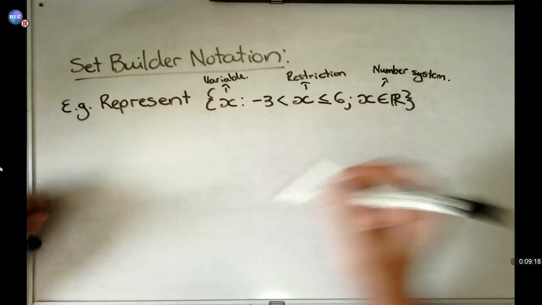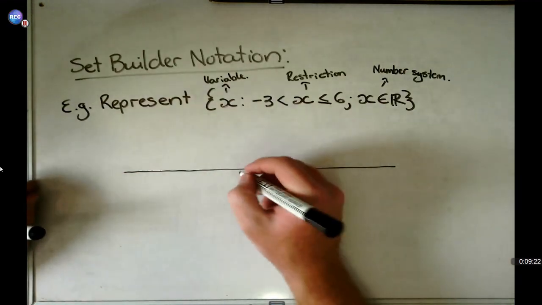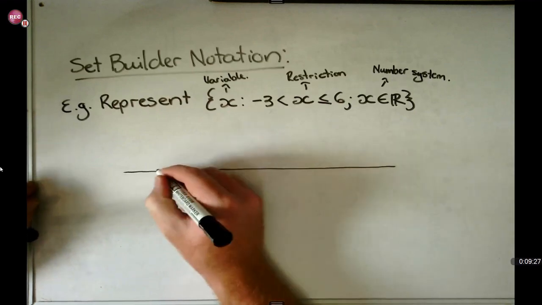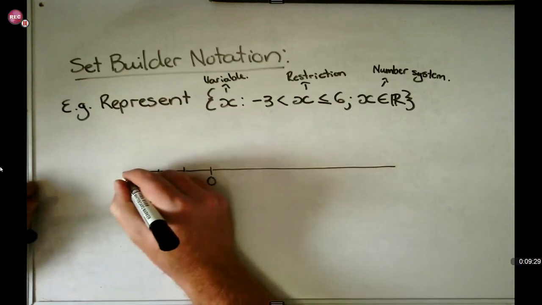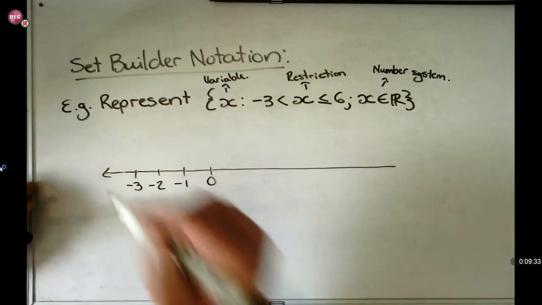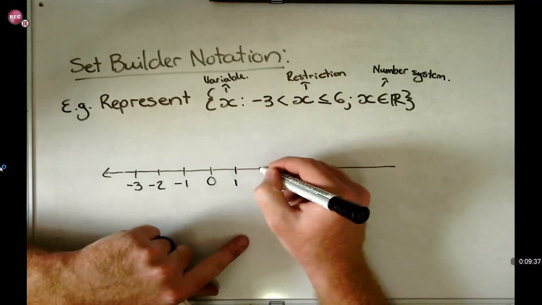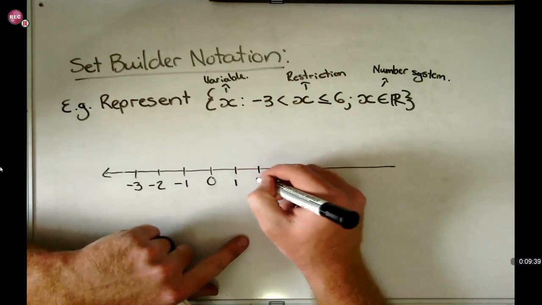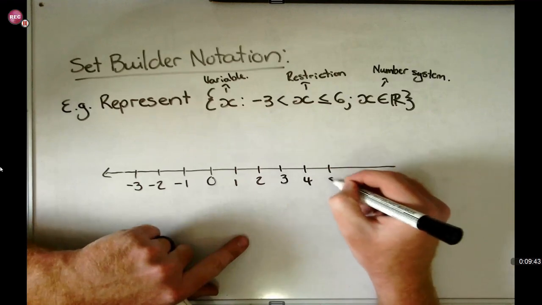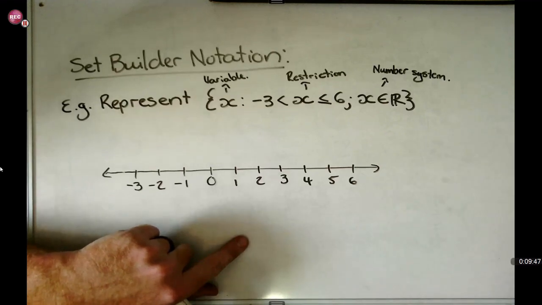Okay, so when we represent this on the number line, let me just draw the number line. I'm going to have the 0 over here, -1, -2, -3. Remember, it can carry on. Then we have +1, 2, 3, 4, 5, and 6. Okay, and remember, it can carry on.